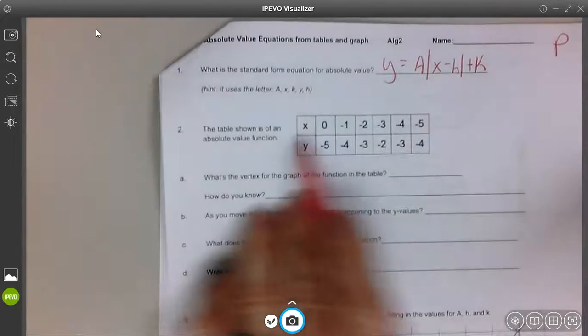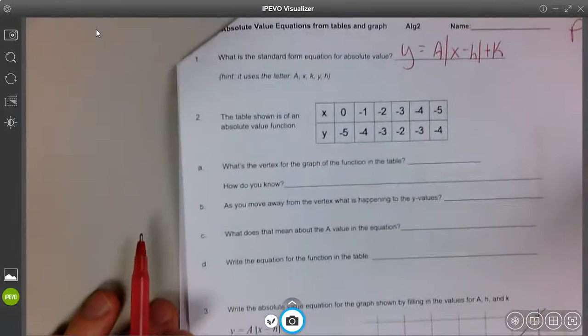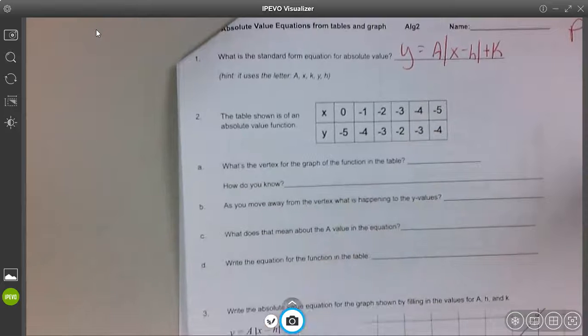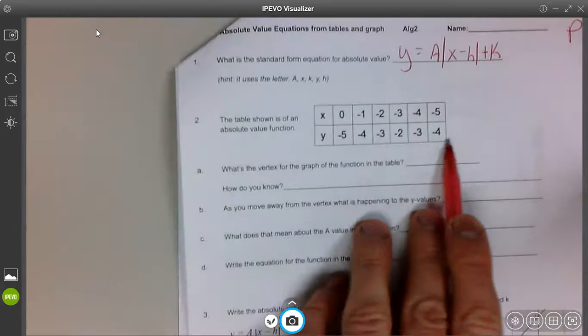I gave you a table of values already for some absolute value function, right? It's going to be a V shape. What's the vertex of the graph of the function on the table? So remember, we talked about that symmetry. We're looking for the middle. Where is the middle of that symmetry on these y's?